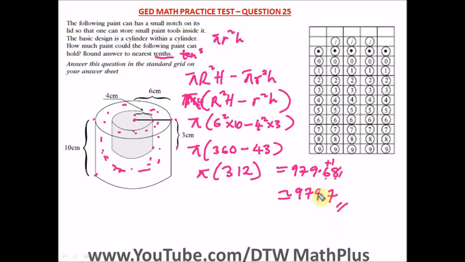So this is our answer, and to answer that on our answer grid, all we need to do is write 979 here. Don't forget your point. Don't put the 7 here, no. Put your point here, that's your decimal point, and then your 7, and let us shade. So we have a 9 here, a 7, a 9, and our decimal point, then 7.